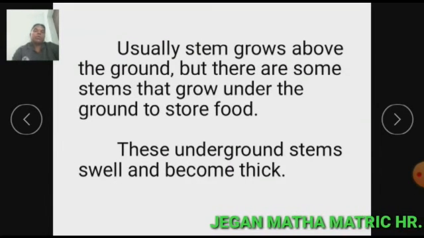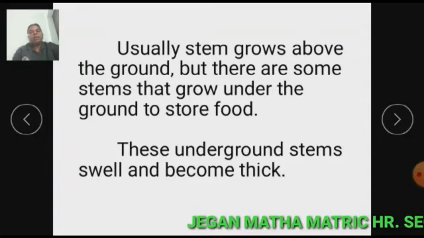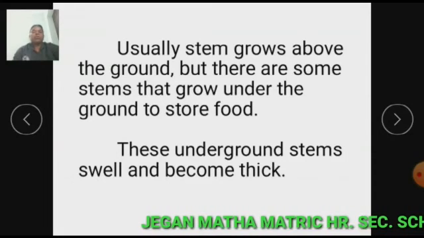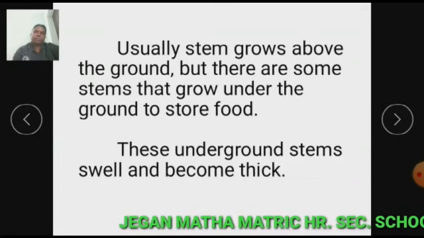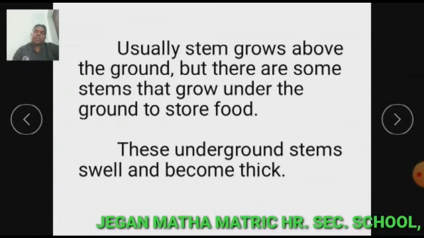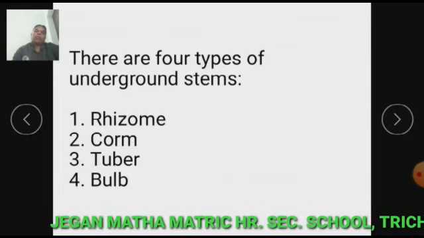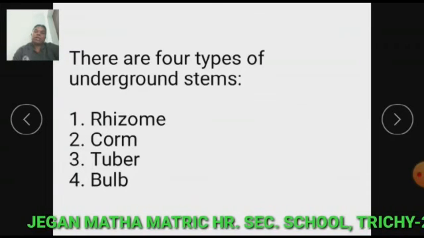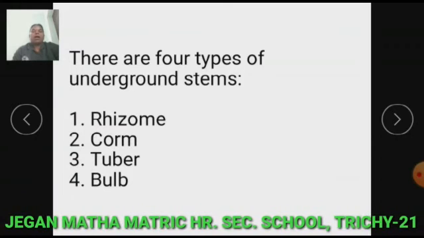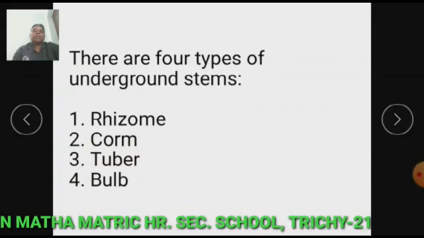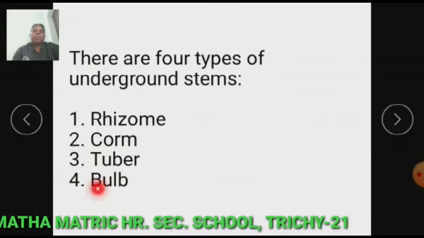Usually stem grows above the ground, but there are some stems that grow under the ground to store food. These underground stems swell and become thick. There are four types of underground stems. They are rhizome, corm, tuber and bulb.